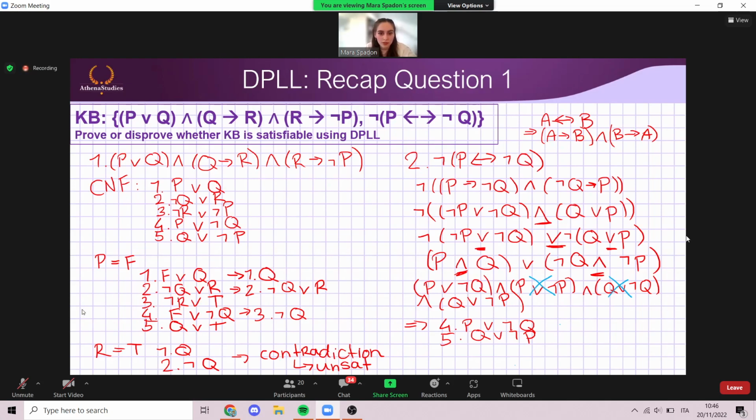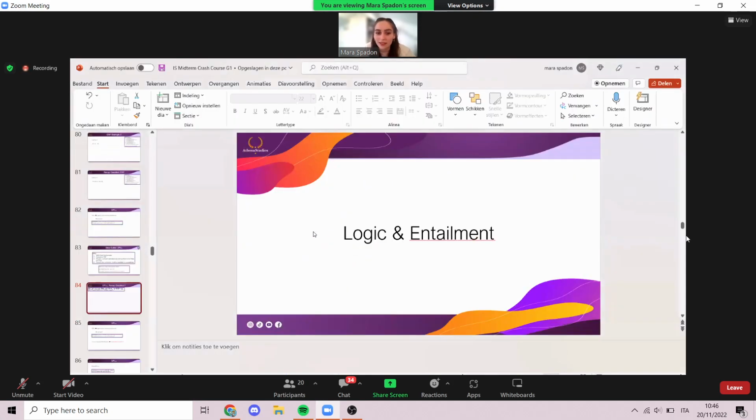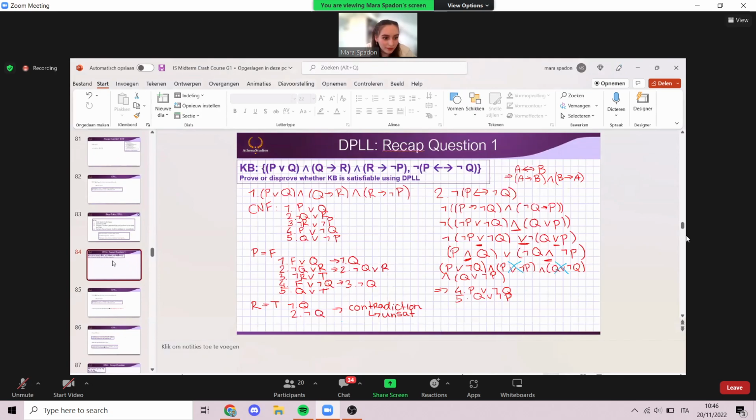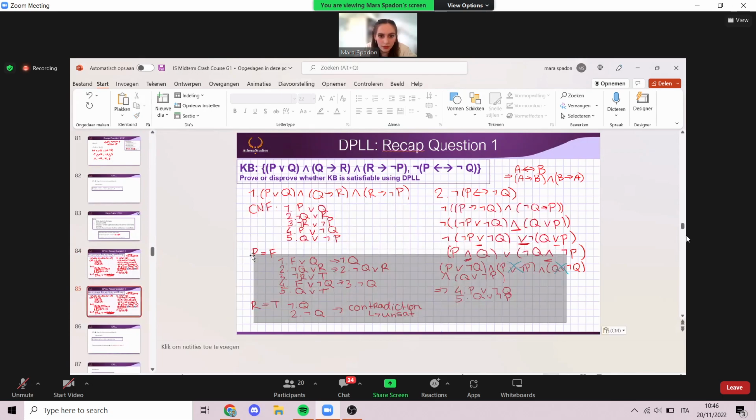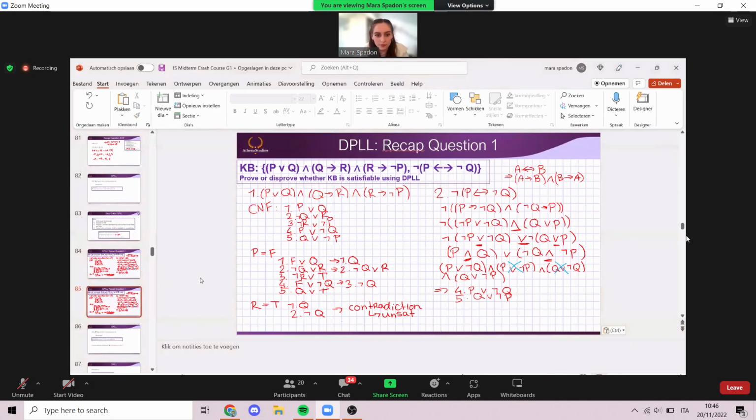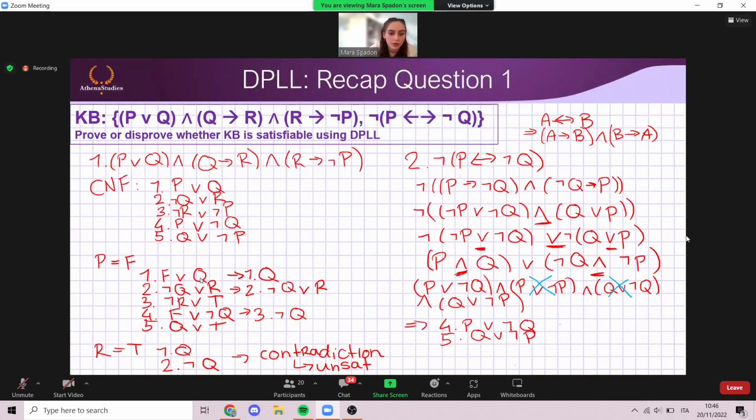I'm going to insert an extra slide here because I didn't know I needed this much space. Let me see, maybe I can just copy it, but then I kind of want to get rid of this part. Okay, wait. Okay, so we got a contradiction for the last one, right? So now let's try it with P is true instead.